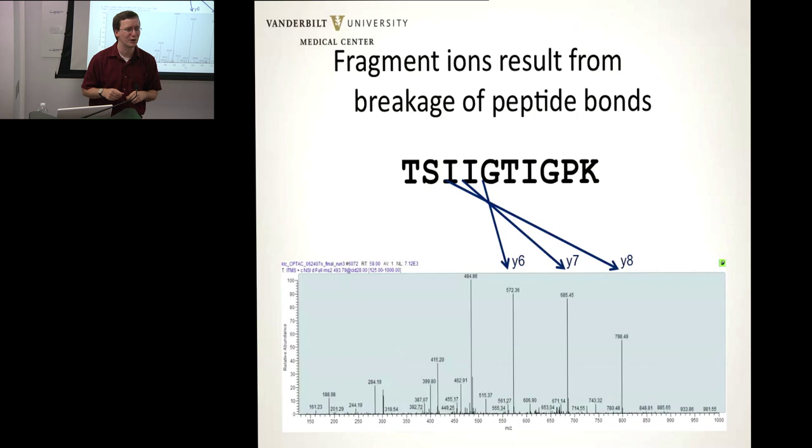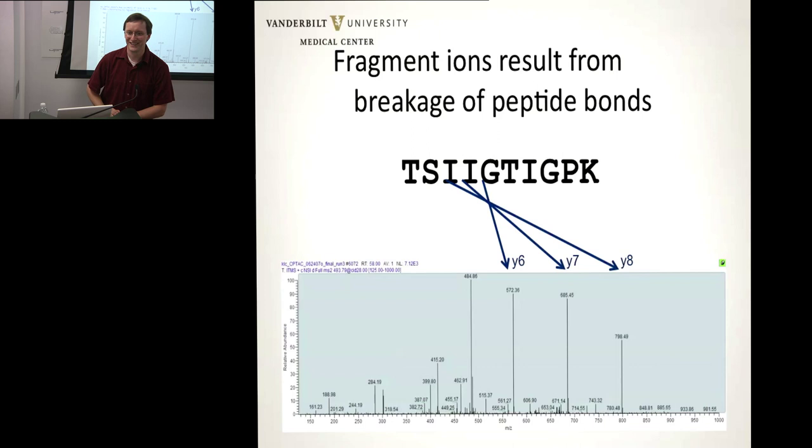Then we have another break that happens at the isoleucine just to the N-terminal side of that Y6 ion. And this one, predictably, is called the Y7 ion because it contains the last seven amino acids. Now that Y7 ion appears at 685. So 685 differs from 572 by how much? 572 and 685? You didn't realize this was interactive. 113, I hear it down front.